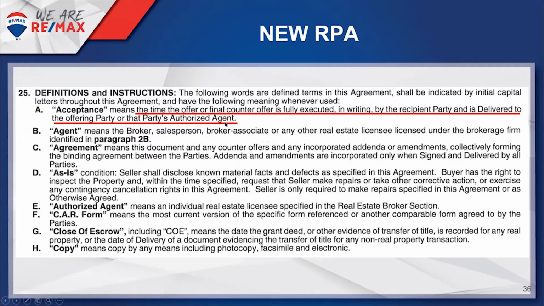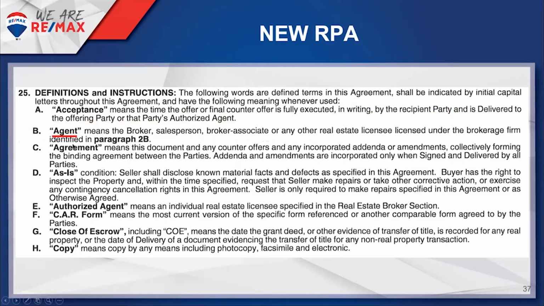That's a big change. The old RPA, you had to name the agent. In the new RPA, you don't name the agent, or you name who the authorized agent is, and you'll see that in a few minutes. But you don't have to name that agent in the acceptance paragraph. Obviously, you can see it's not there. When we get to the acceptance paragraph, you'll see it's not there.